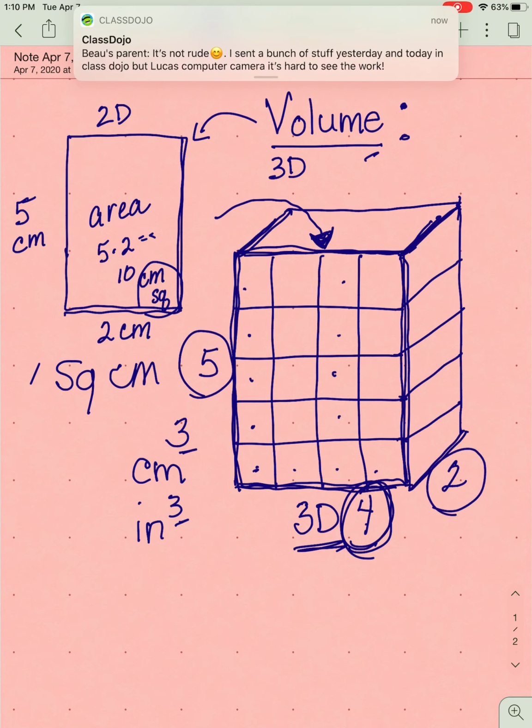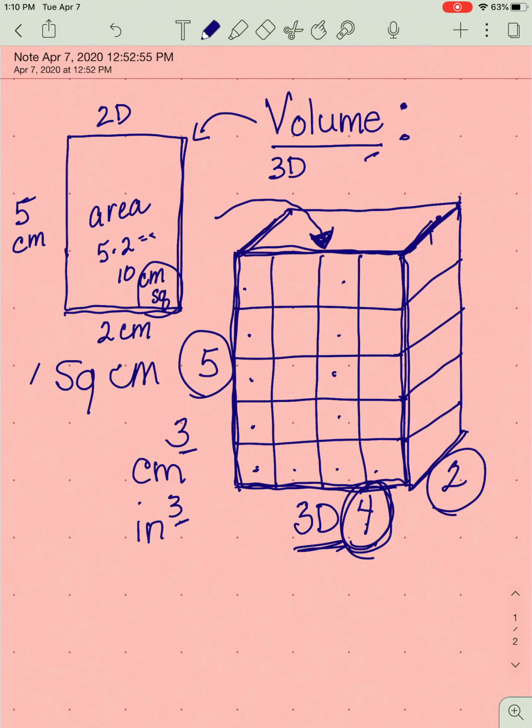Now I see I got a 2 here, but I only have 1 box. So how do I change that? I create a line. And now I have 1, 2. Okay? So each layer has 2 going back, each layer has 4 across, and each layer we have 5 total layers. Okay? So then I need to close this up here and finish this off.